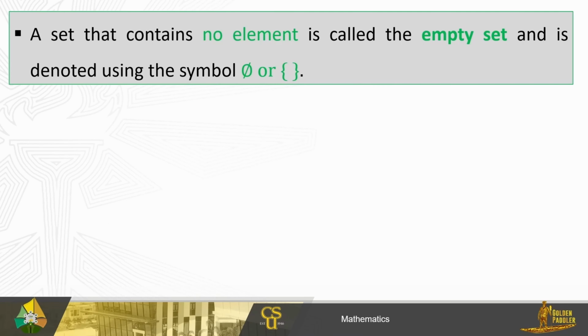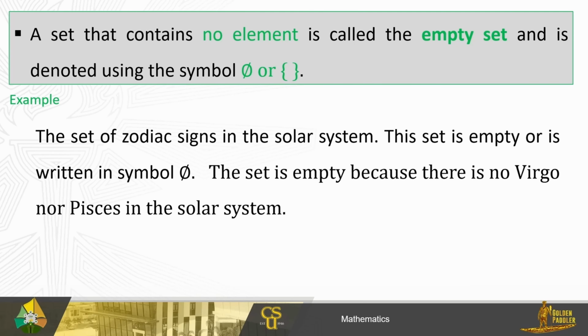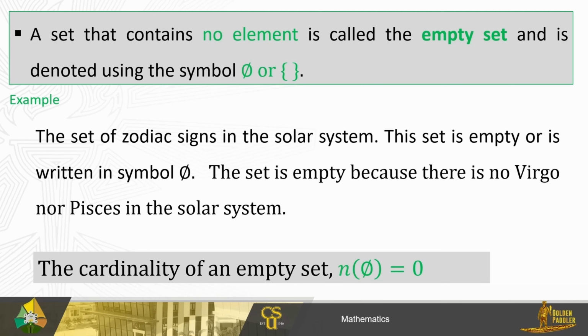Let's define an empty set. A set that contains no element is called the empty set and is denoted using the symbols open curly brace without an element, or that symbol. For example, the set of zodiac signs in the solar system. This set is empty, or it is written by that symbol. The set is empty because there is no Virgo nor Pisces in the solar system. And the cardinality of an empty set is 0. Again, the cardinality of an empty set is 0.